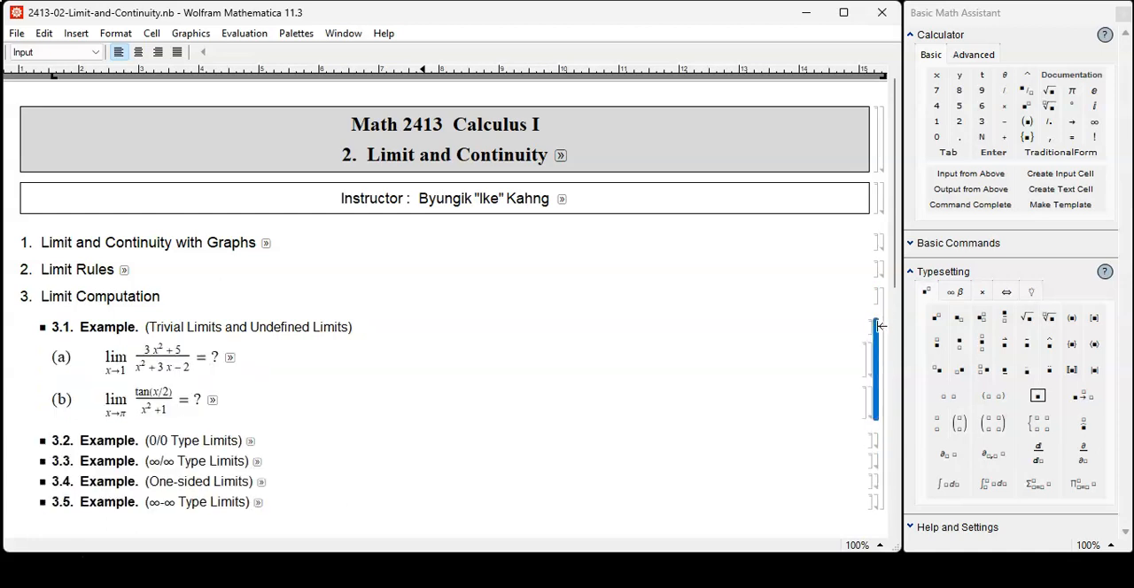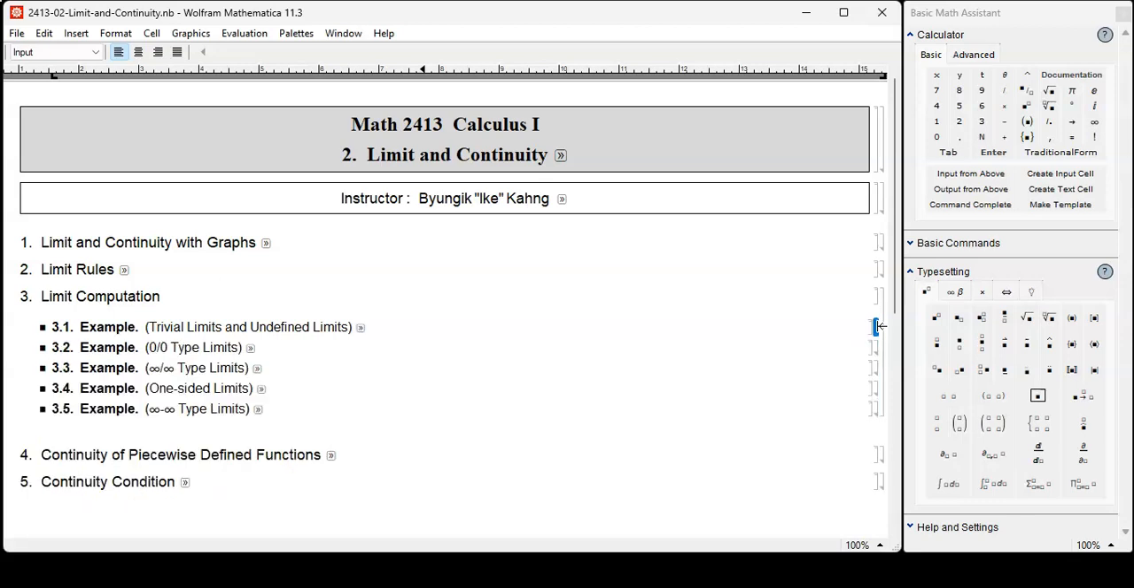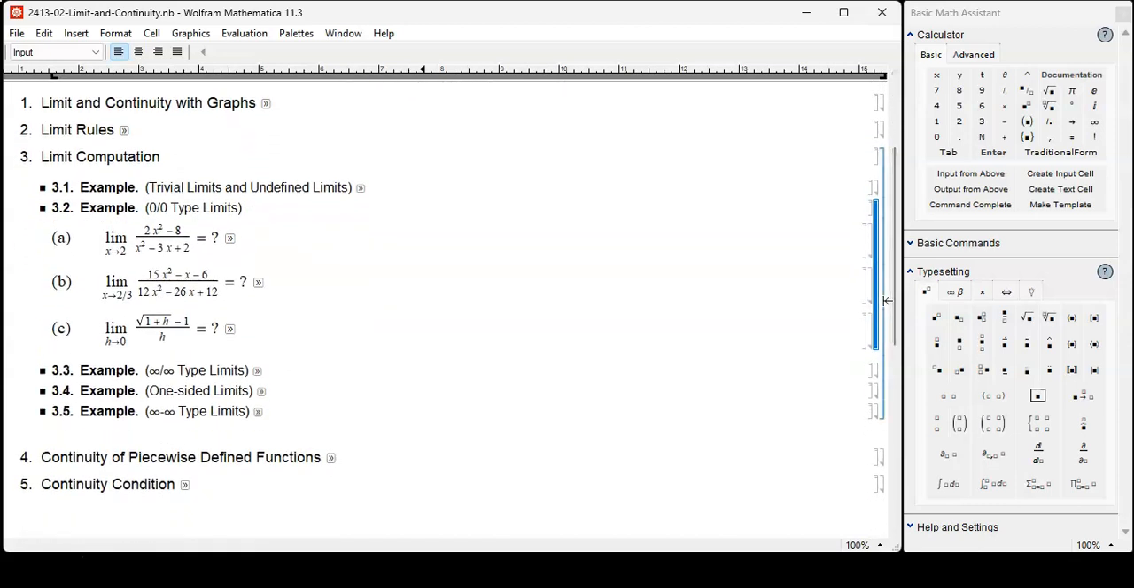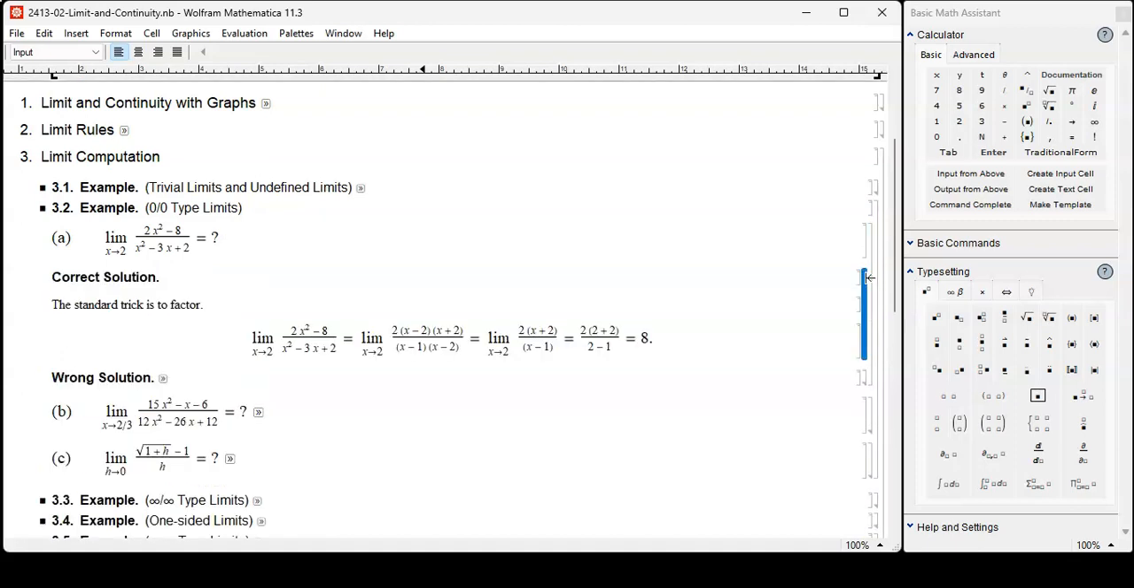Previously we went through some limit computation problems. Trivial limits? Oh come on, they're too simple. Just plug in, if it works, it works. If it doesn't, it doesn't. If you plug in and you end up with 0 over 0, that means typically we need something. Typically we factor. Factor the numerator and the denominator, cross out common factors, and you end up with a trivial limit. Now you can plug in the numbers.